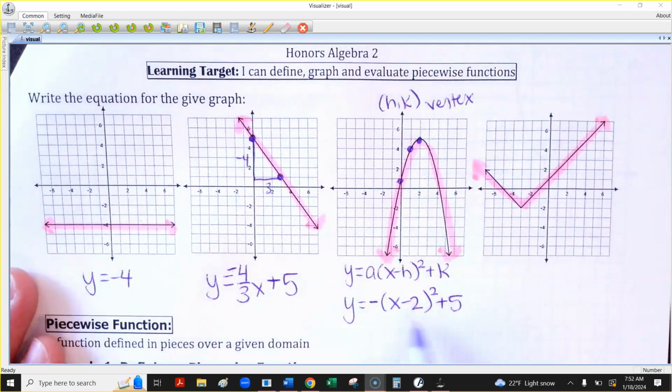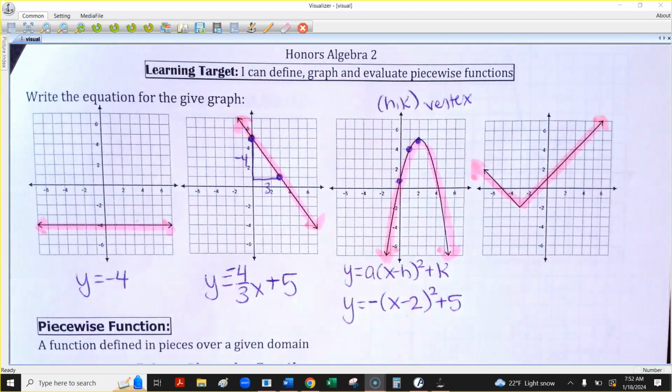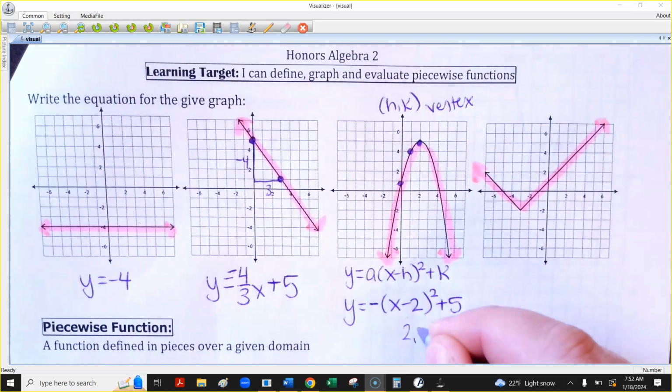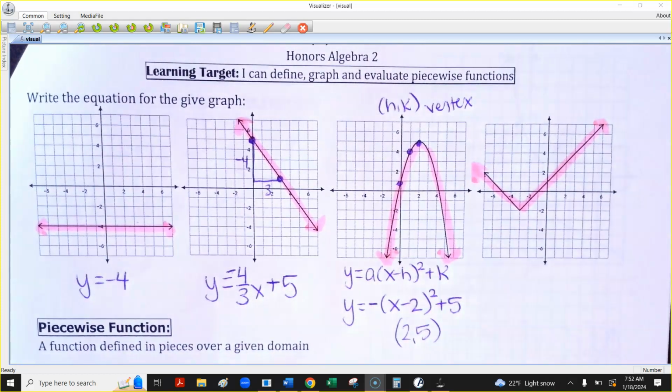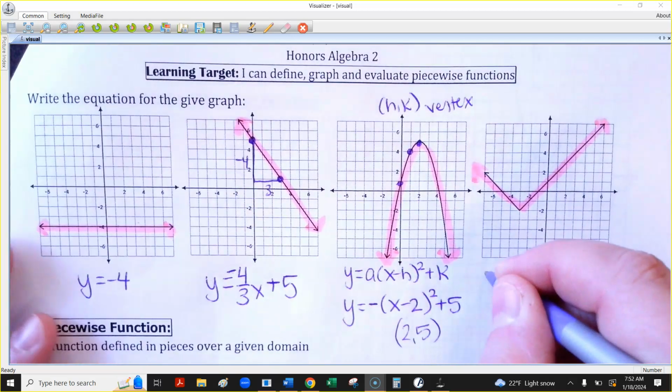Whatever's with the x, it's like the opposite of what it looks like. So it's actually +2 and +5 is the vertex. So the x looks like the opposite. Whatever's on the outside, it's just the y coordinate. If it's a positive number, use a plus. If it's a negative number, use a minus.